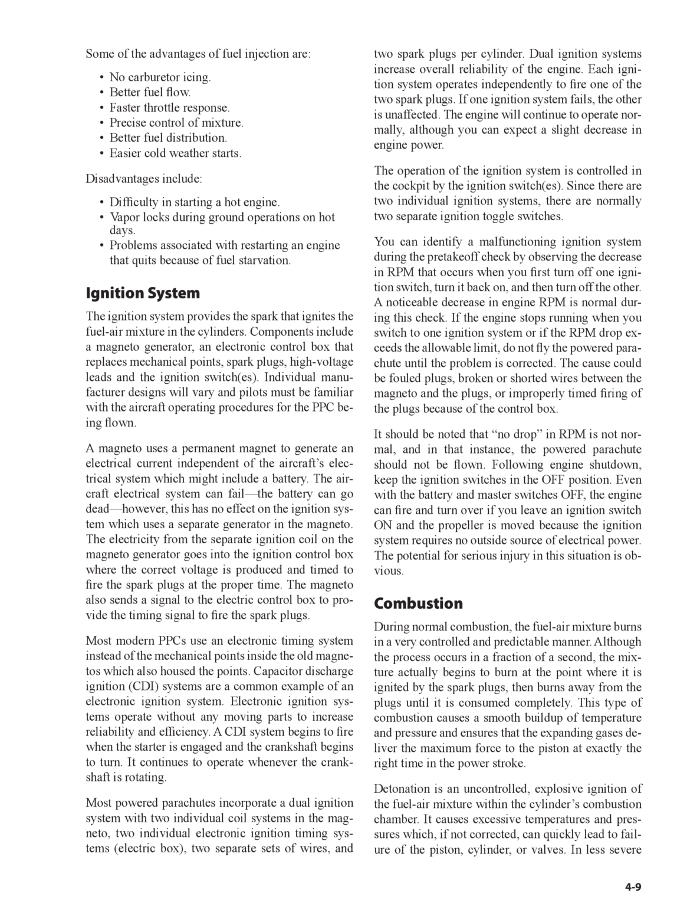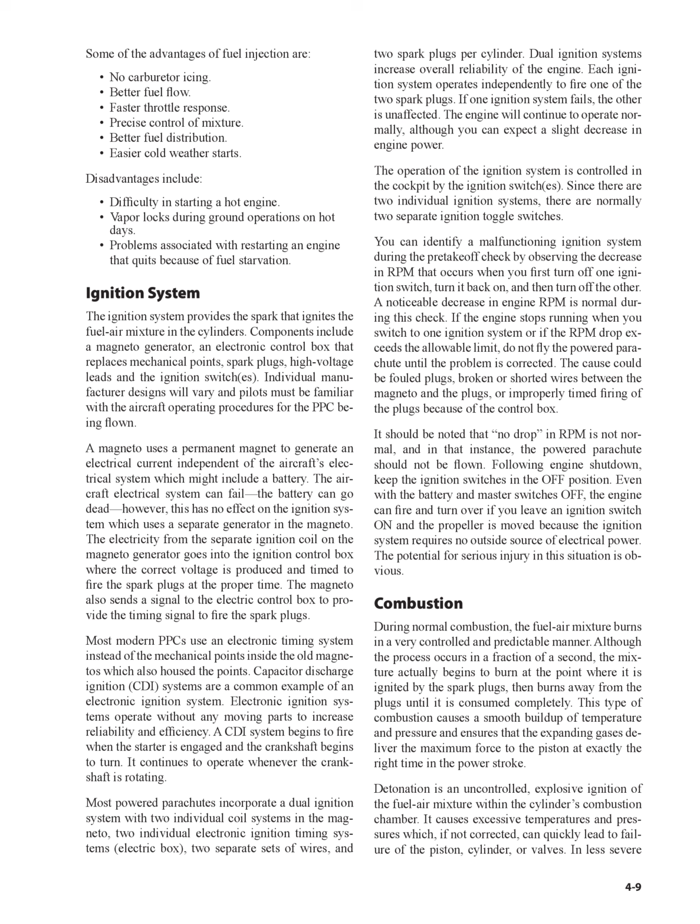The operation of the ignition system is controlled in the cockpit by the ignition switches. Since there are 2 individual ignition systems, there are normally 2 separate ignition toggle switches. You can identify a malfunctioning ignition system during the pre-takeoff check by observing the decrease in RPM that occurs when you first turn off one ignition switch, turn it back on, and then turn off the other. A noticeable decrease in engine RPM is normal during this check.